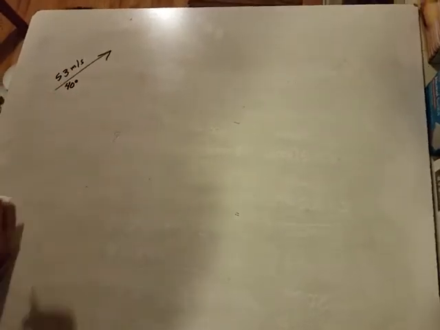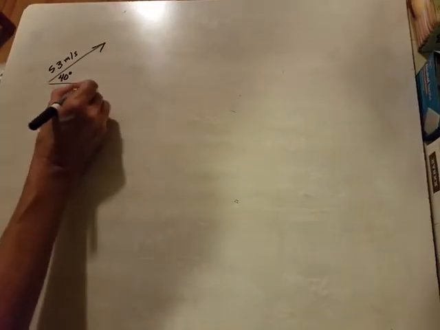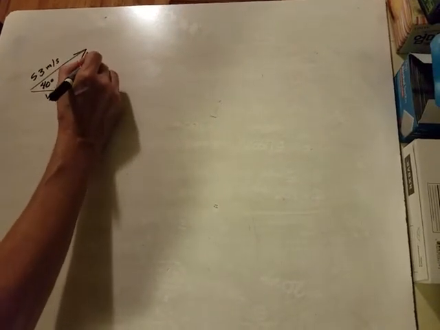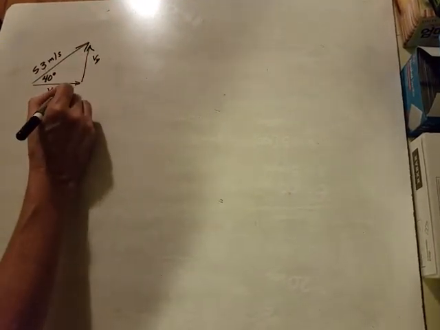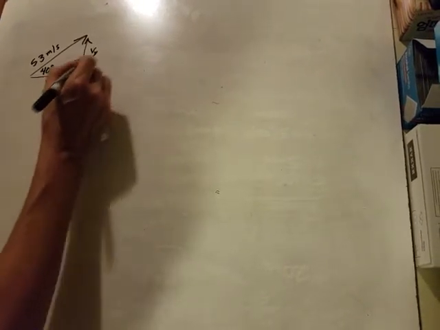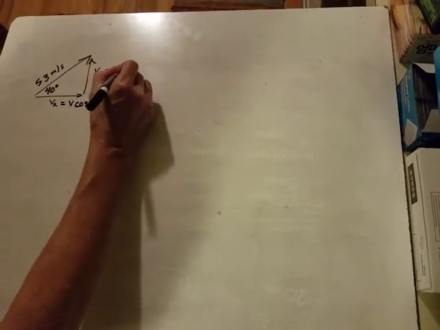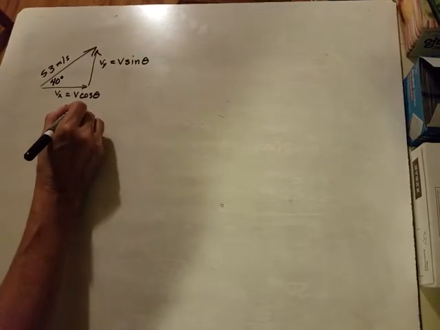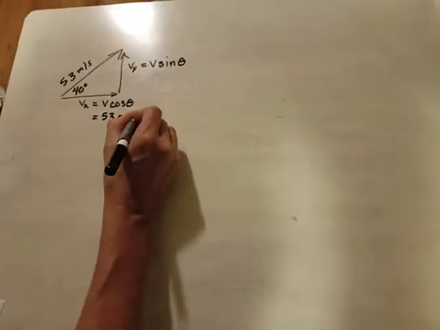The very first step when you're doing a problem like this is to find Vx and to find Vy. And we use trig to do that. This is going to be V times the cosine of theta, and this will be V times the sine of theta. So when we plug that in, that's 53 times the cosine of 40 degrees.